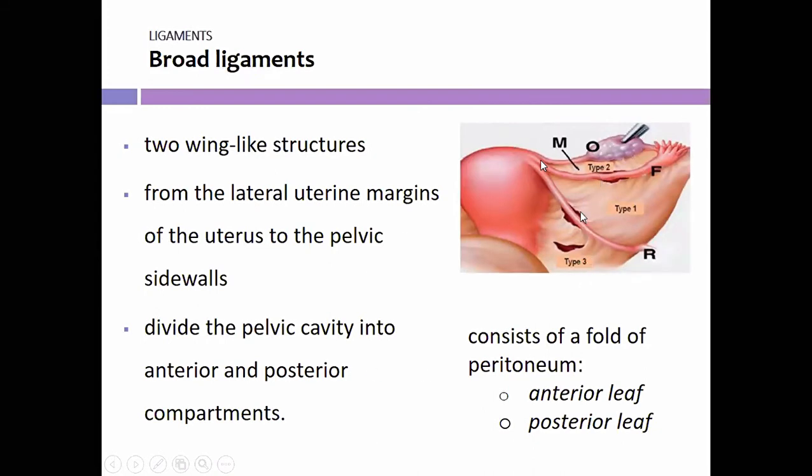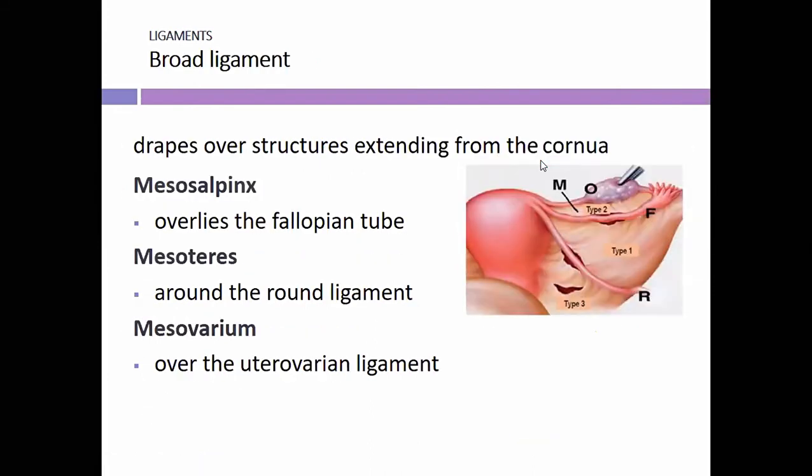Now, another ligament is the broad ligament. This is a wing-like structure. So this extends from the lateral margin of the uterus going to the pelvic side walls, dividing the pelvic cavity into anterior and posterior components. So this wing-like structure of the broad ligament has an anterior leaf and a posterior leaf. And this drapes the structures like the mesosalpinx, the mesoteres, and the mesovarium.